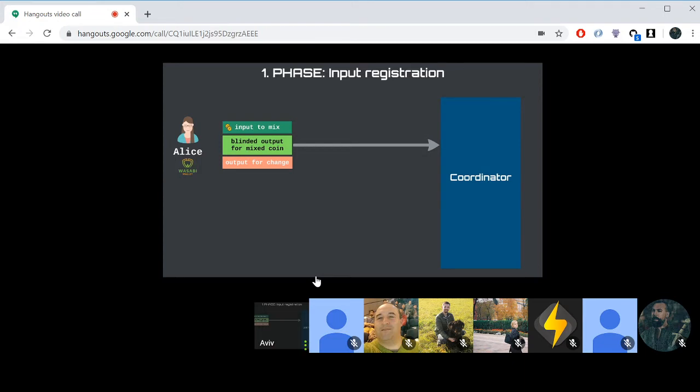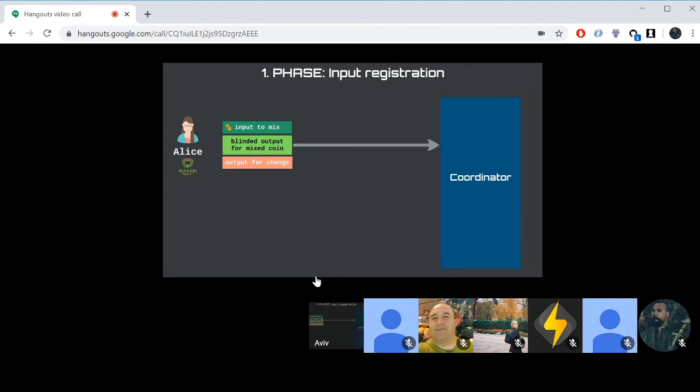This blinded output is essentially an address in a black envelope that will be given to the coordinator to sign. The coordinator will sign that black envelope, and the signature from the coordinator will seep through to the paper inside the envelope, and later Alice can present it. So the idea here is that Alice is not giving up her address. Instead, she is hiding the address and still getting a valid signature from the coordinator.